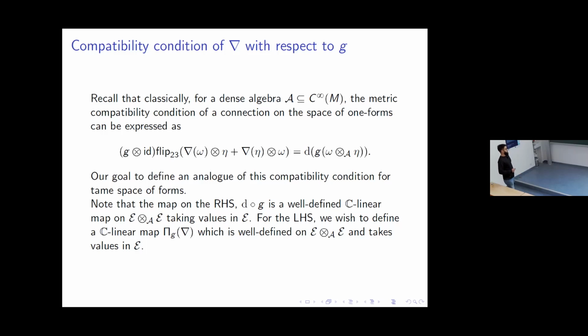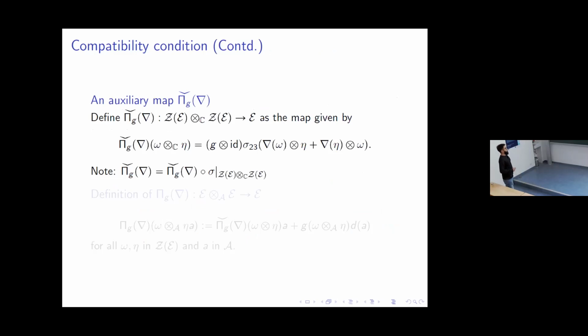So very naively, what we can do is that instead of the classical flip, we can just replace it by sigma. The price of this naivety is that we have to go via a certain auxiliary map, and we can only define something on center tensor center, taking values in E, but not on the whole totality of the space of two tensors. Like we said, we very naively replace flip 2 3 by sigma 2 3. For later on in the talk, we note that this expression is symmetric in omega tensor eta. So in fact, precomposing pi G nabla check by sigma leaves the function unchanged.